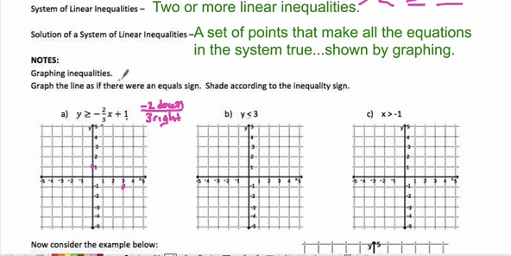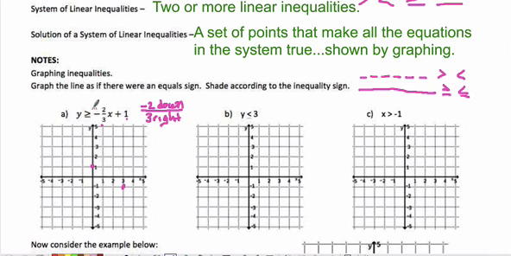Okay, so now we're going to graph the line, shade according to the inequality sign. I actually left something out here that I'll make sure that I put on your notes. But we first need to draw the line. This type of line would be for greater than or less than, because it's not going to include all the points that are on the line because it's not equal to. Whereas this kind of line is going to be greater than or equal to and less than or equal to, because now all the points on the line are also included in the solution.